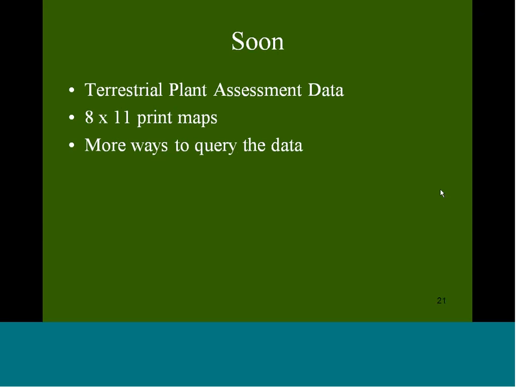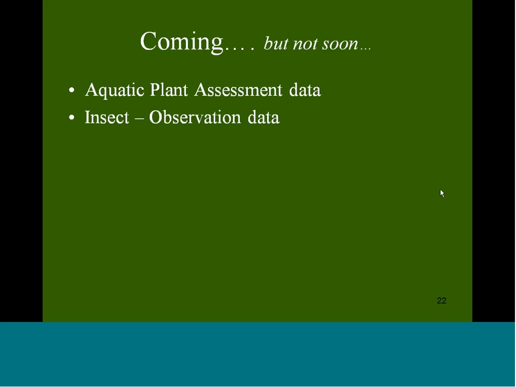So in addition to what you'll be seeing in 1.0, shortly thereafter there will also be the terrestrial plant assessment data and the 8 by 11 formal printed maps and more ways to query the data. Things we're working on, but they won't be out real soon, so I don't want people to be holding their breath. The aquatic plant assessment data, and then we'll be working on the insect observation data.